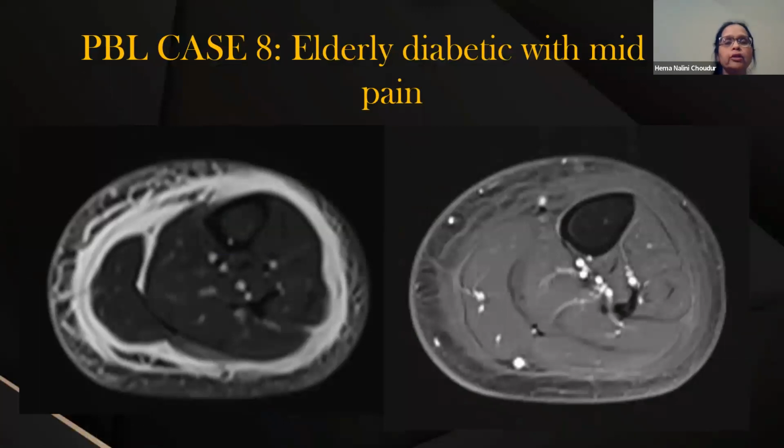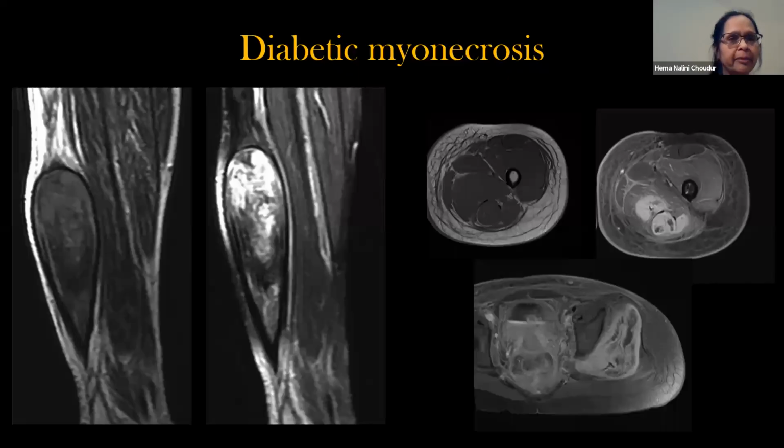Now moving on to an elderly diabetic who comes with mid-calf pain. You can see that gadolinium doesn't show much, but a T2 shows dramatic perifascial edema and a subfascial edema as well, and intermuscular edema. So then you already have the history there that the patient is a diabetic. So you're looking at diabetic involvement of these layers, but these people can also have diabetic myonecrosis.